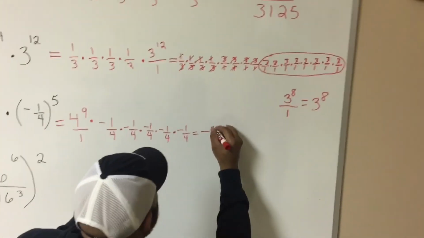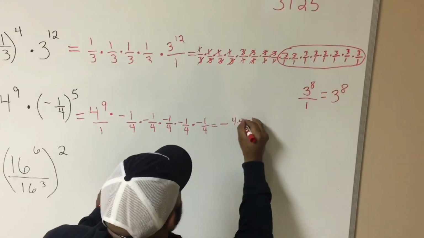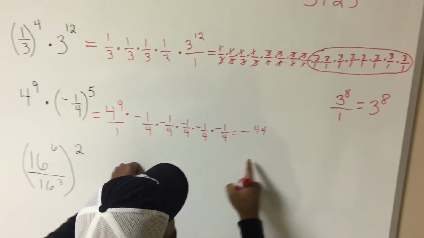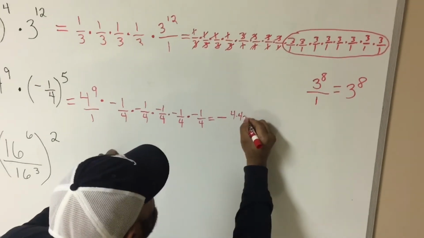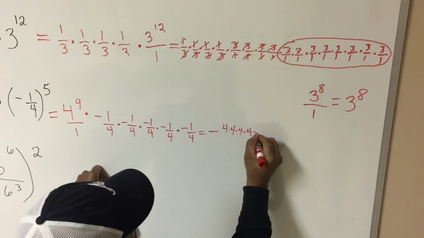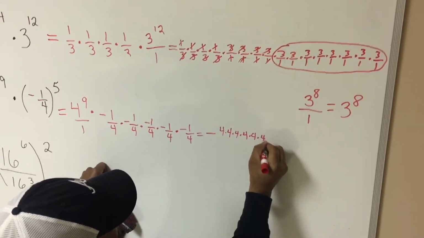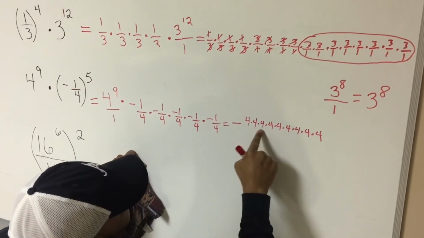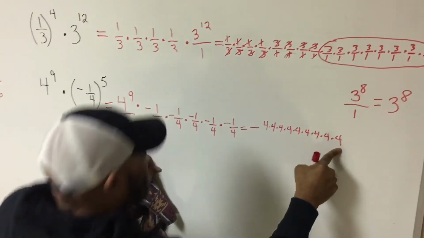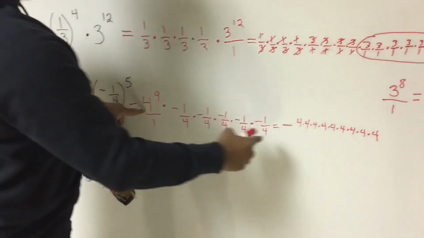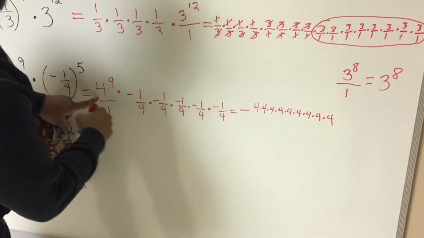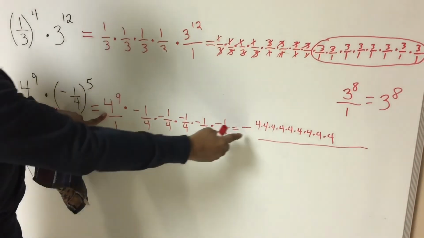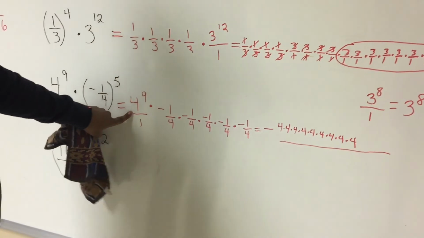I got 9 4's up top, ladies and gentlemen. I got 9 4's, that's what I meant to say. 1, 2, 3, 4, 5, 6, 7, 8, 9. These 9 4's. I can put a whole line up under here, just like that. It's a big fraction. It's going to have a negative sign to it.